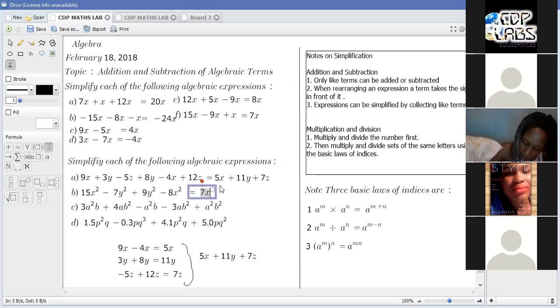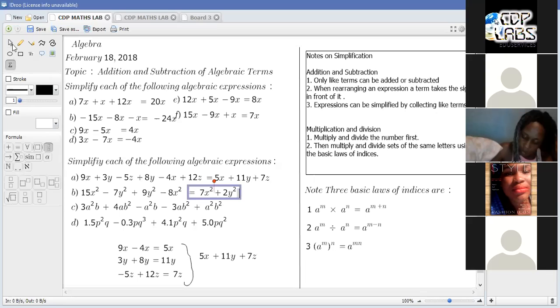7x squared plus, yeah, go ahead now. 2y squared. 2y squared. Yeah, and what else? That's it? Okay, that's it.